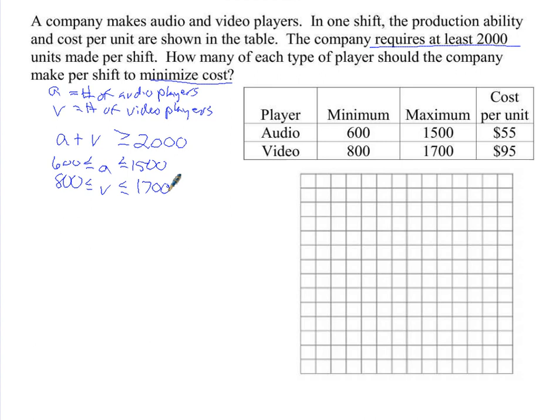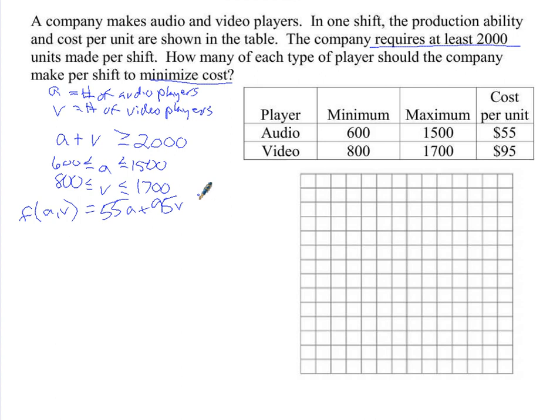Is there anything else that I can put on there? The cost, but the cost is what we're trying to minimize. The cost is actually going into our objective function. We've used all the other information. We just have cost remaining. So my objective function is going to be f of my two variables, A comma V, equals the cost of the audio players, which is 55, so it'll be 55A plus $95 per video player. There's your system of inequalities and your objective function.